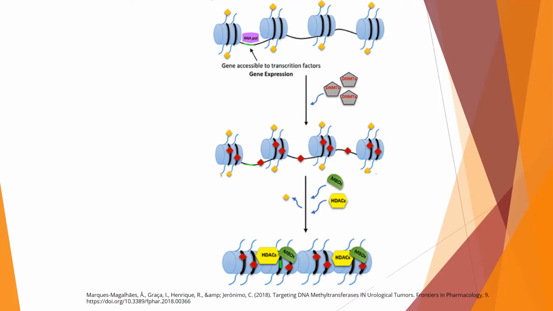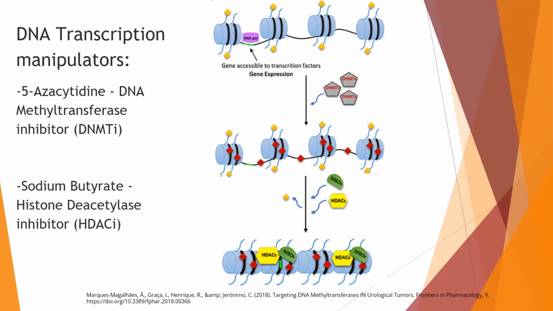And then a further form of DNA modification is the HDACs, or histone deacetylases, shown in yellow, which then tighten back up so that the DNA is extra closed and nothing can really touch it. So what we did is we did 2 different treatments. We used transcription manipulators: 5-azacitidine, which is the DNA methyltransferase inhibitor, or DNMTI. We also used sodium butyrate, which is a histone deacetylase inhibitor, or HDACI. And this targets the DNMTs, stopping that, so we no longer have the red groups on there.